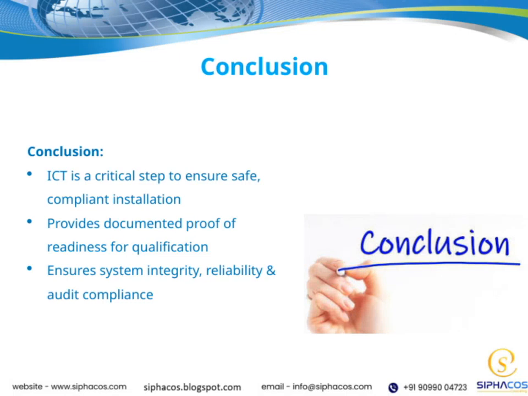So, to wrap things up, ICT really plays a critical role in ensuring that installations are safe and compliant. It's not just about following procedures, it's about creating a documented trail that proves you're ready for qualification. This documentation is essential because it provides clear evidence that all the necessary steps have been completed properly. By doing this, we help ensure the integrity and reliability of the system, which are key to its long-term performance.